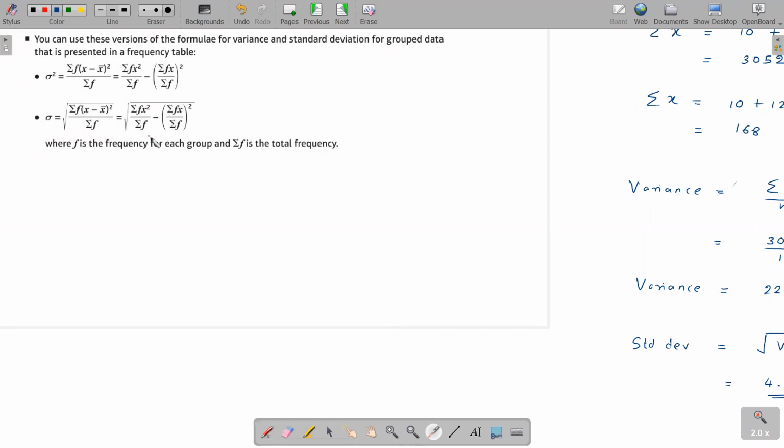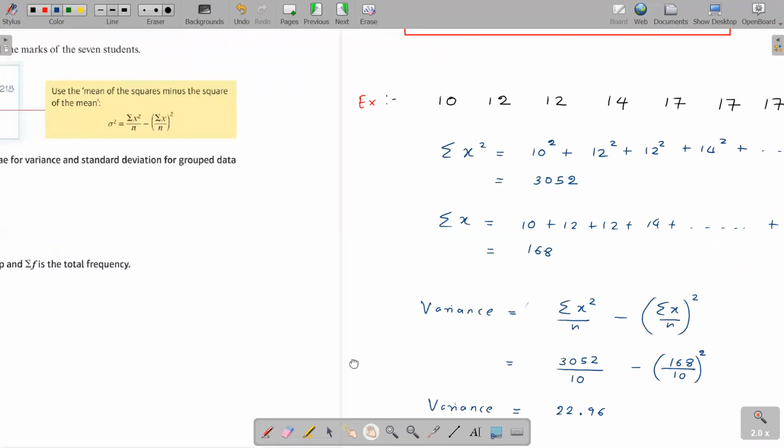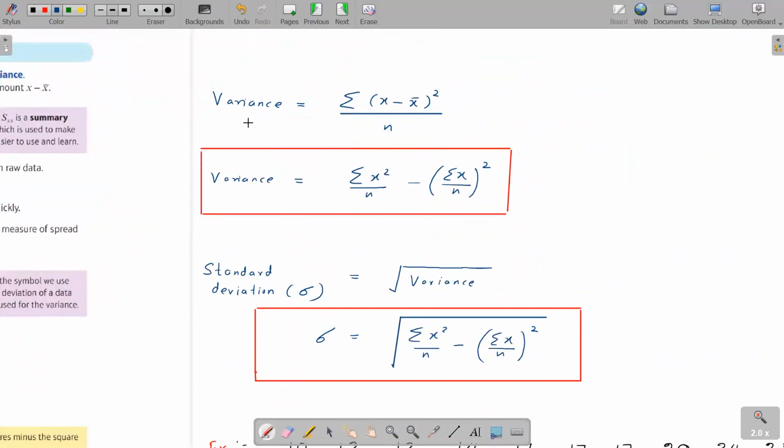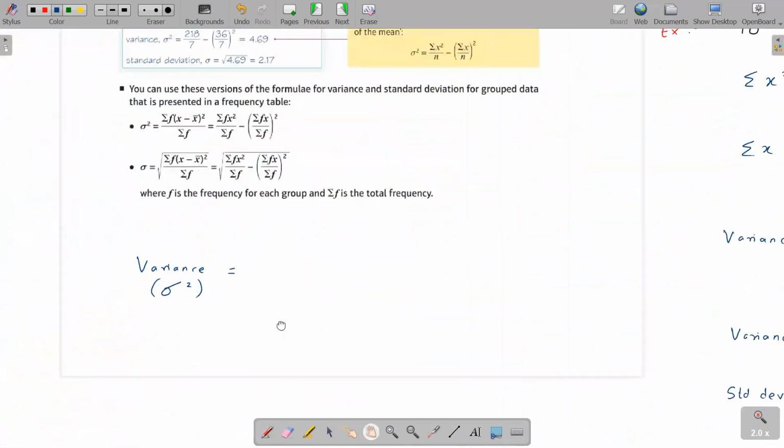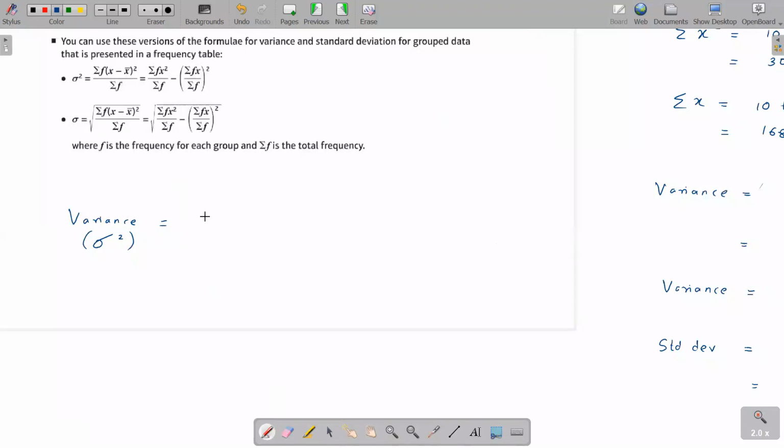Basically, the variance equation: let's write down sigma square. Variance is also called sigma square, because the square root is the standard deviation. For frequency tables, one equation is x minus x bar square multiplied by frequency, divided by sigma f. But this is not the most popular equation, and it is not what we are mainly using for sigma square.